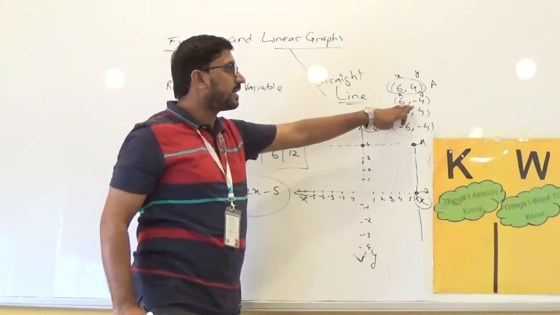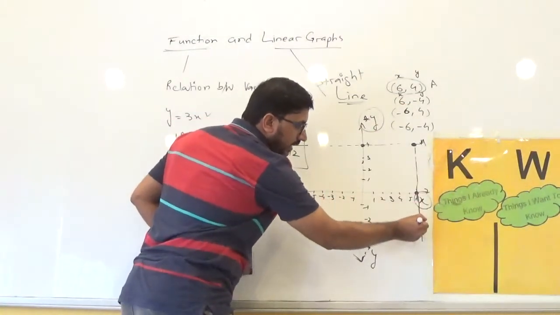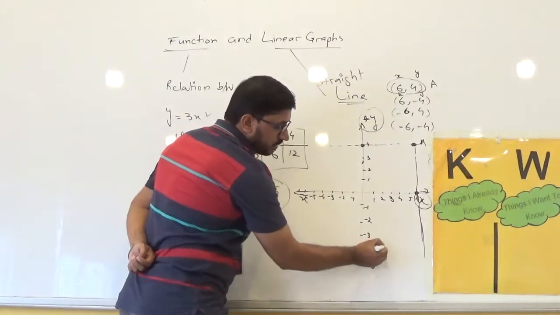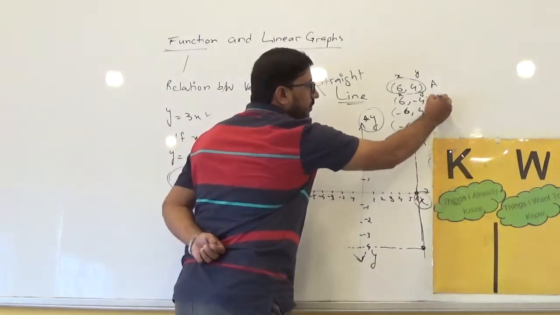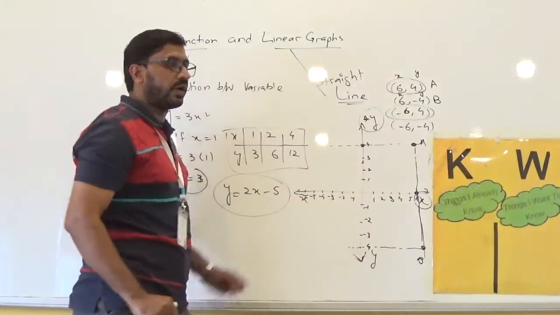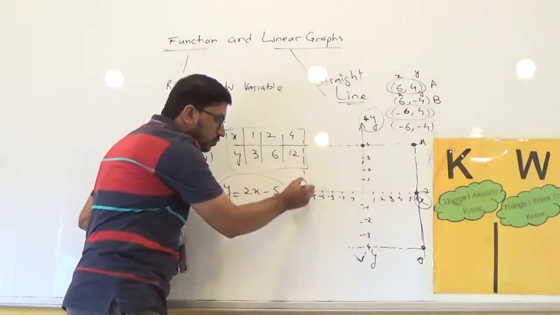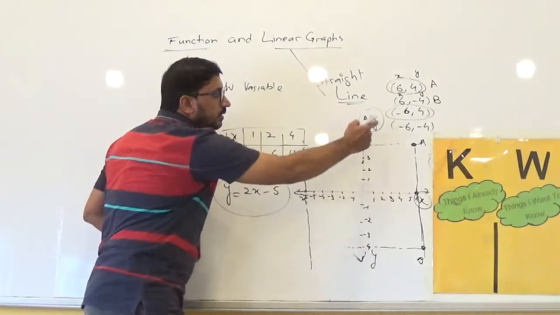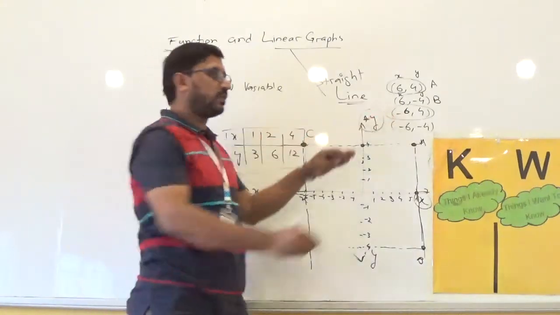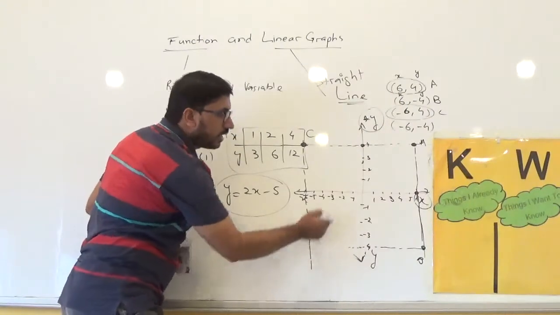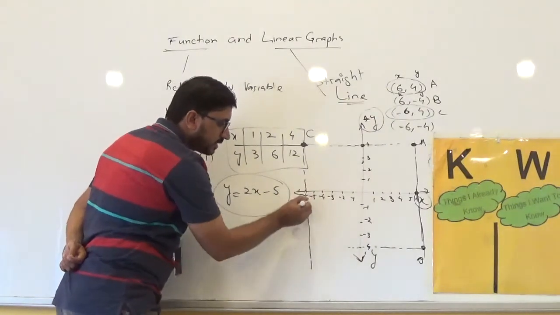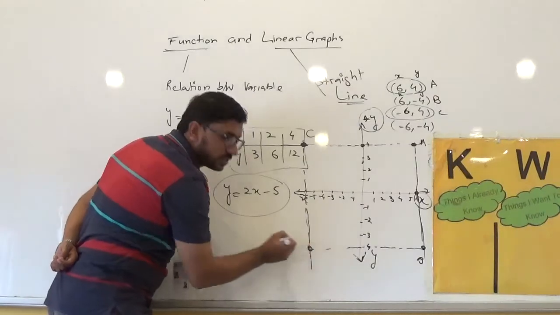Next, (6, -4): x is 6, so that is the vertical line, and minus 4 is over here. This is your second point, point B. Similarly, (-6, 4): x is minus 6, so draw the line for x is minus 6, and y is positive 4, so draw the line for positive 4. This is your point C. Finally, the last point is (-6, -4). It will be in the last quadrant where x is negative 6 and y is negative 4. This is your fourth point.